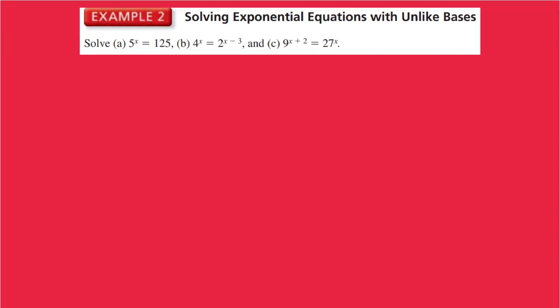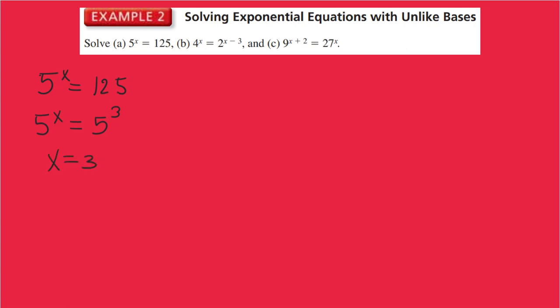Solving exponential equations with unlike bases, you first have to rewrite each side of the equation using the same base. In problem A, we have 5 to the power of x equals 125. I need both sides of the equation to have the same base. So we have 5 to the power of x, and I know that 5 to the power of 3 gives me 125. Now I have the same base, and I can equate, so x equals 3.